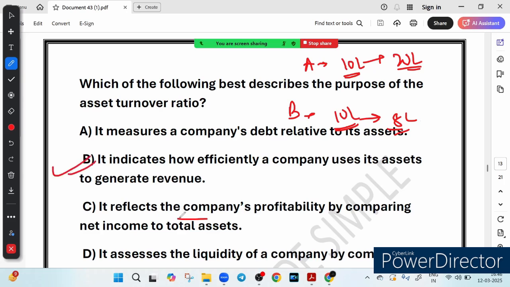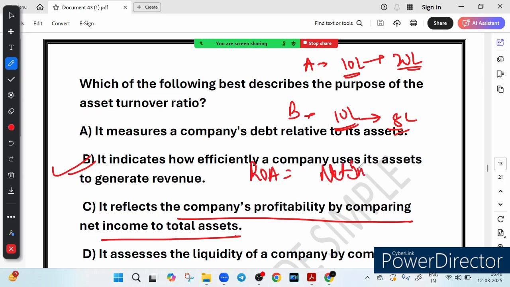Option C, it reflects the company profitability by comparing net income to total asset. See, this is called ROA. When I say ROA, return on asset, it is nothing but net income, that is called net profit, upon total asset. This is called ROA. This is not called asset turnover ratio. So this tells us how much profit a company earns per rupee of asset.